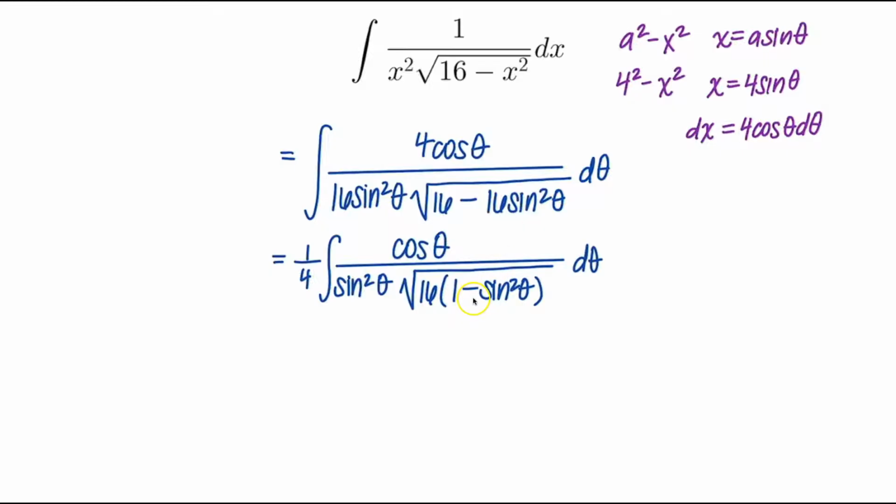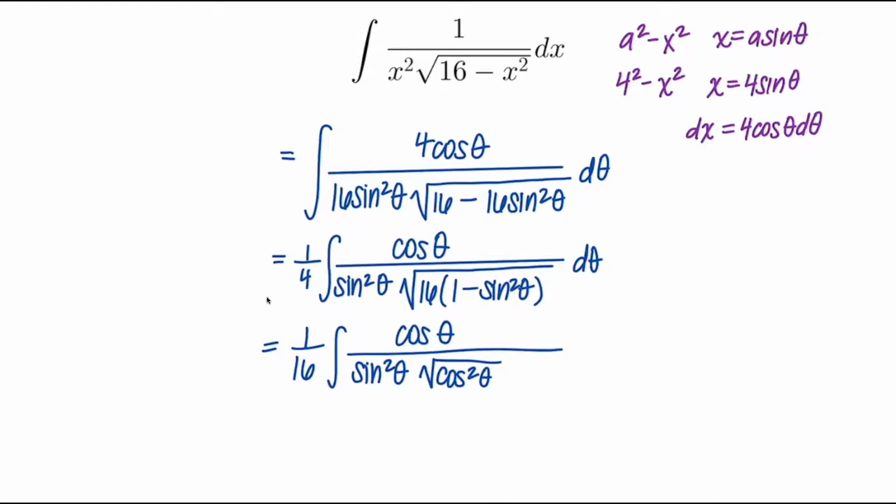So now the idea is that I should have underneath that radical a Pythagorean identity. So 1 minus sine squared theta is cosine squared theta. Now, the square root of 16 is 4. So I'm going to multiply this 1/4 by another copy of 1/4. So I'm going to have 1 over 16, the integral of cosine theta over sine squared theta. Again, the square root of 16 was 4. We already dealt with that. And so we have the square root of cosine squared theta left over.